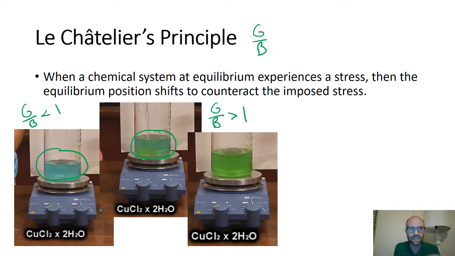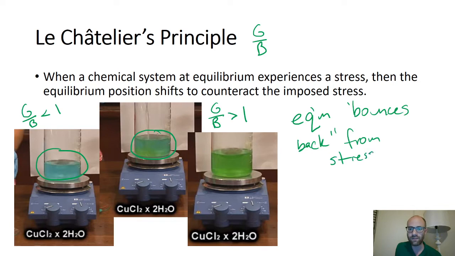And that is LeChatelier's principle. When a chemical system is at equilibrium, we, or nature, can impose a stress on it, change something. And when you change something, the equilibrium will behave in such a way that it bounces back. So we should say that equilibrium bounces back. Now, obviously, that stress in this case was a chemical that got added.